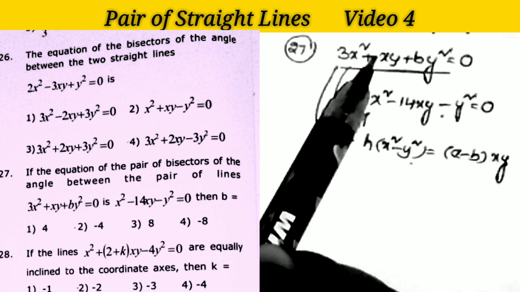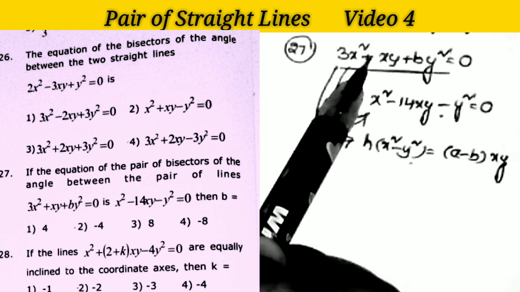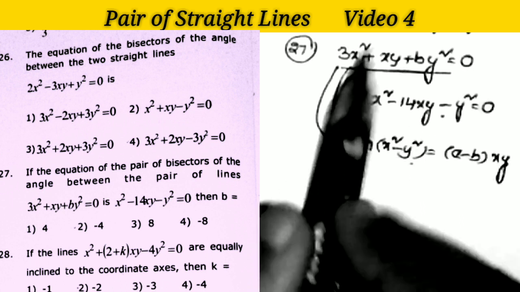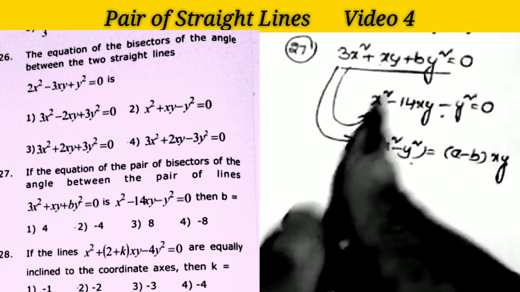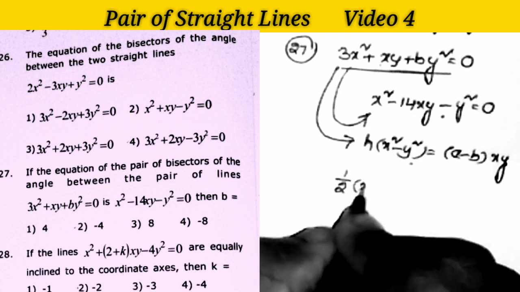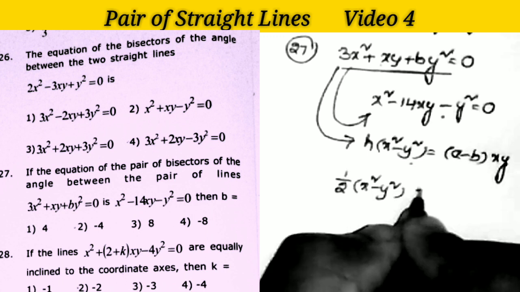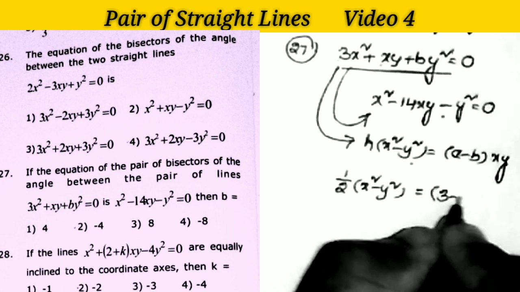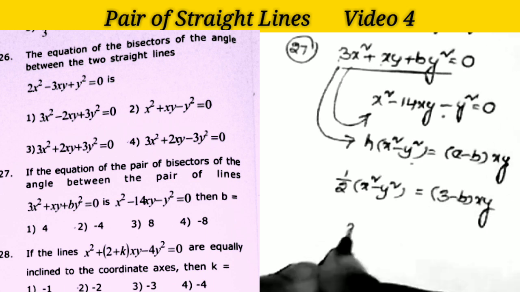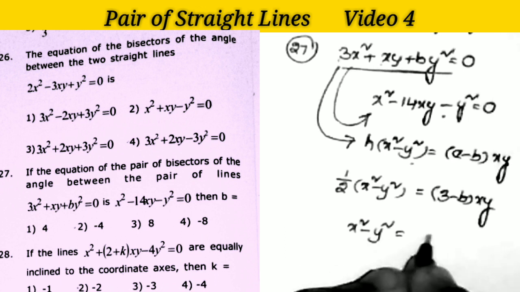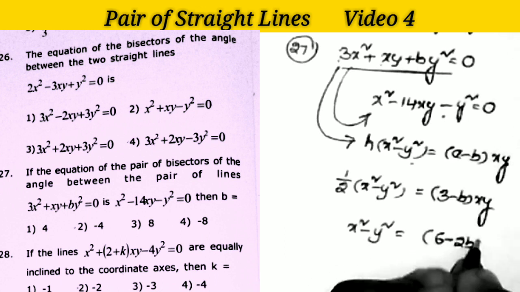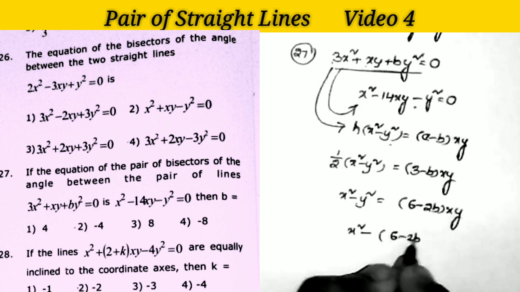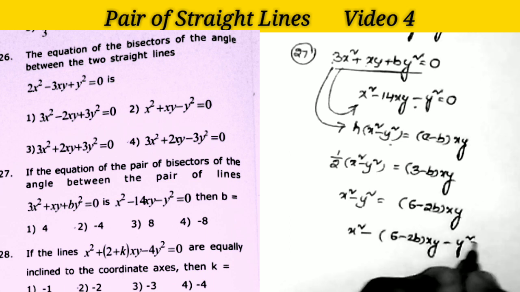So first of all, we have to find the angular bisectors of the given equation by using the formula and compare these two equations. What is the h value? 2h is equal to 1 here, that is h is equal to 1 by 2. 1 by 2 into x square minus y square is equal to a minus b, where a is equal to 3, b is equal to b, that is 3 minus b into xy. Means the equation is x square minus y square is equal to 6 minus 2b into xy. That is x square minus (6 minus 2b) into xy minus y square is equal to 0, writing the xy term to this side.